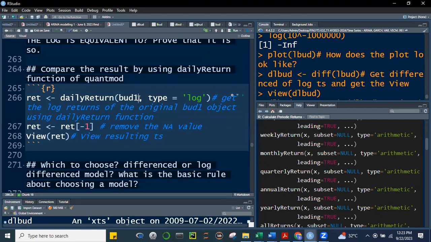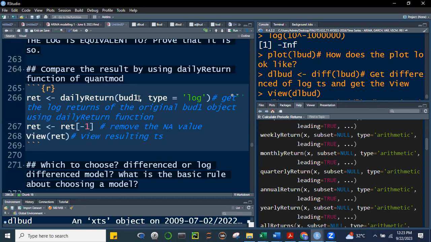Ang ginagawa natin dito, class, yung original data, no? So we will first use the adjusted BUD. Di ba yung adjusted lang? We're not getting the returns of the differenced data. Siyempre, ang gusto natin dito, kukunin natin yung returns, no? How do you compute for the returns of the data? Okay? The long way is first get the log of the data and get the difference of the data. Okay, let me repeat that.